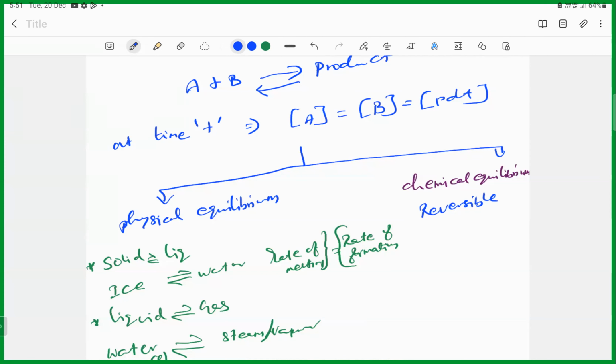When nitrogen and hydrogen react, they give the ammonia product. In the same way, ammonia can give nitrogen and hydrogen again, so it is called a reversible reaction. If you take N2 plus 3H2 gas, it gives 2NH3 gas. In the same way, the 2NH3 gas can decompose into N2 gas plus 3H2 gas. So this is called equilibrium.